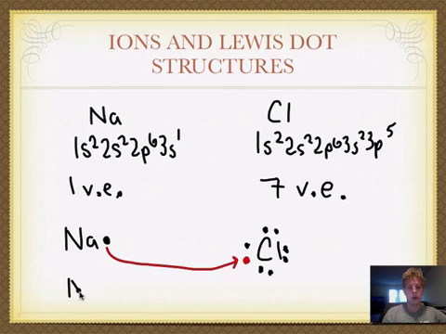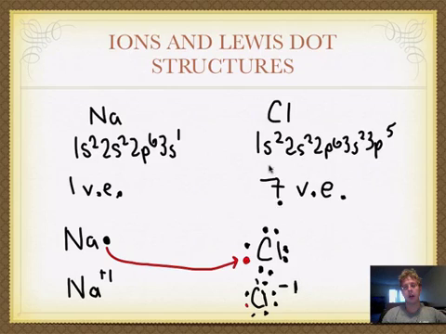Now, sodium no longer has a valence electron. What's sodium's charge? Sodium's charge is going to be +1. It gave up its 1 valence electron. Chlorine, on the other hand, is now going to have a total of 8 valence electrons. With chlorine having 8 valence electrons, it now has more electrons than it does protons. And so it's going to have a -1 charge.